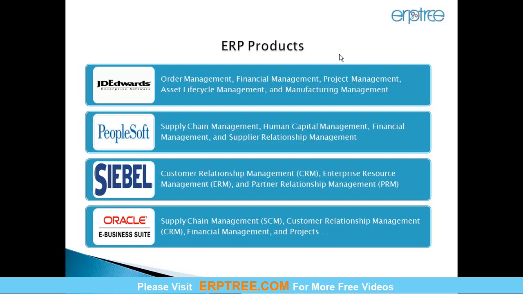When you look at any ERP product, if you take the example of JD Edwards, it offers different solutions. For order management, they have a product solution, and they have solutions for financial management, project management, asset lifecycle, and manufacturing management. For these different areas of business, they have a product ready, where the client can just take the license or subscribe and use it. The same way PeopleSoft also offers different solutions, and Siebel, and Oracle EBS too.